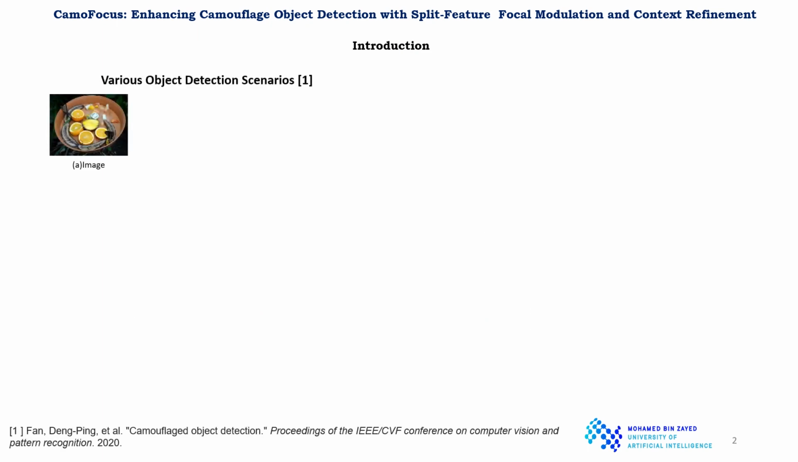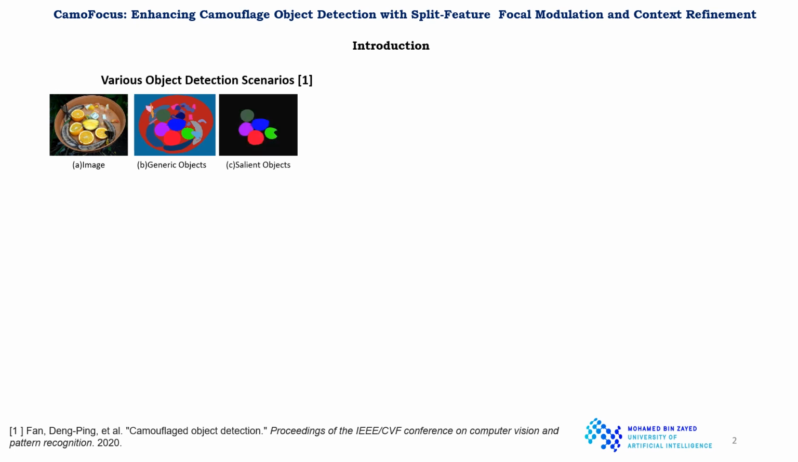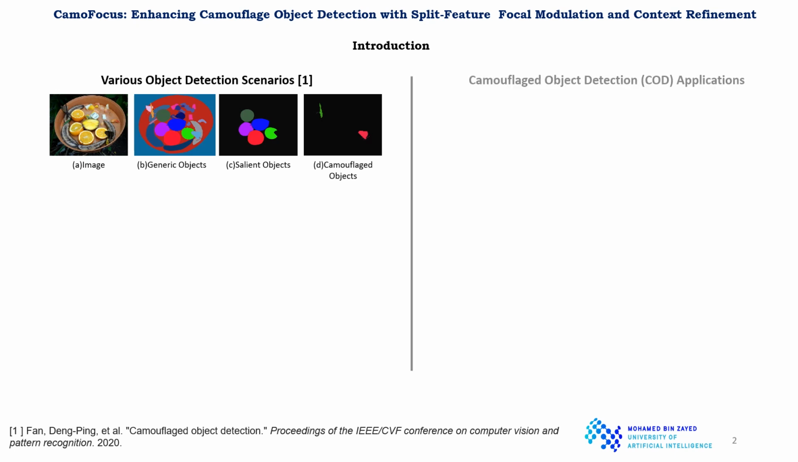Compared to other types of object detection tasks, detecting camouflage objects poses a unique set of challenges to the learning algorithms. For instance, in this figure we have an image which is the starting point of our analysis. Then we have generic objects, which are the objects segmented under standard conditions. And we have salient objects, which are the clearly visible objects in the image. And finally we have camouflage objects, which are seamlessly blended into their surrounding environment. So technically they are quite difficult to segment or detect.